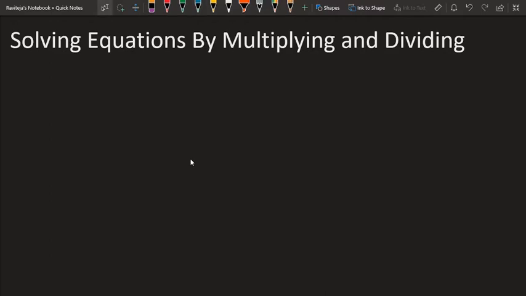Today we'll be learning how to solve equations by multiplying and dividing. And what that essentially means is when given an equation with a certain variable, whatever letter it may be, we want to find the value of that variable by using certain operations to isolate it, or leave it by itself on one side of the equation. And today we'll specifically be learning how to do that by using the operations of multiplication and division. We'll be using multiplication and division to isolate the variable, leave it by itself on one side of the equation, to then find the value it's equal to.